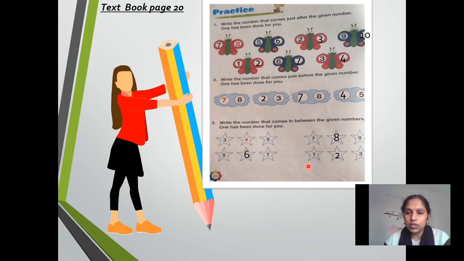So this page is completed, right? So check the answer. Check the answer that you wrote in your textbook with the answer that is shown on the screen. Check if both are same or not. Yes? Done? Both are same?